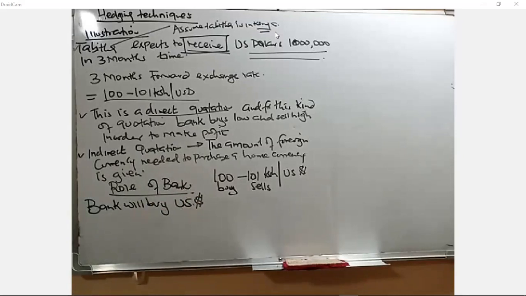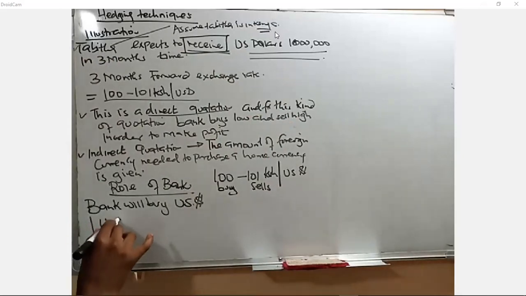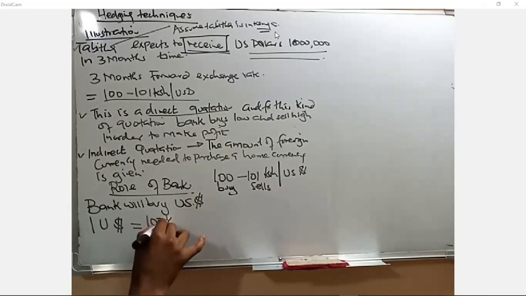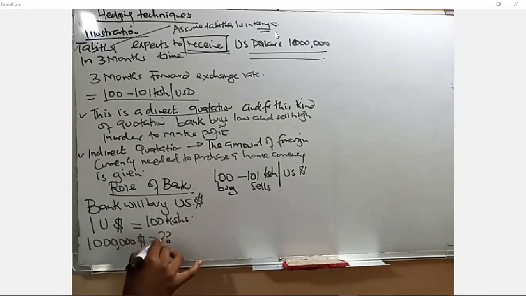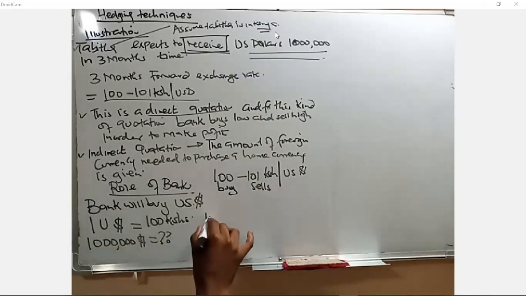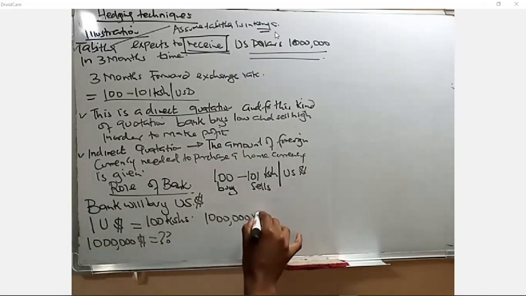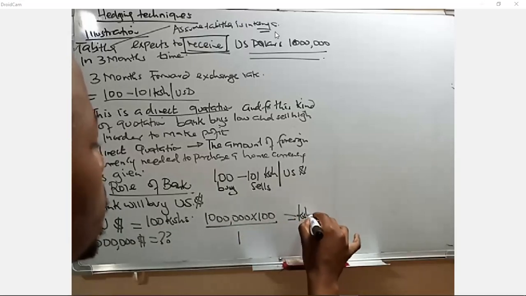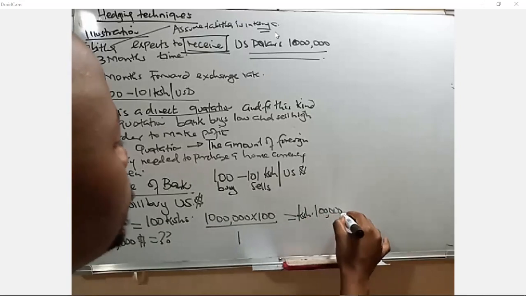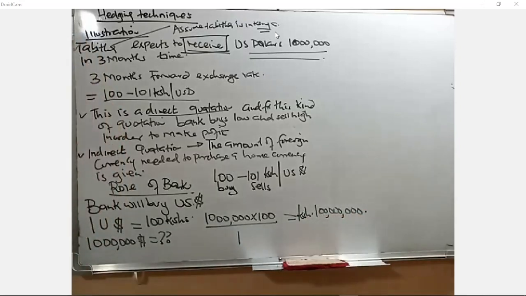Because the bank will be able to buy, let us now interpret and solve our question. I will say $1 is equivalent to 100 Kenya shillings. You ask yourself, what about 1 million US dollars? How much money will it be here in the country? So you just say, I'm going to be taking 1 million times 100 and divide by 1, where you are going to be getting Kenya shillings. This is equivalent to 100 million, right?